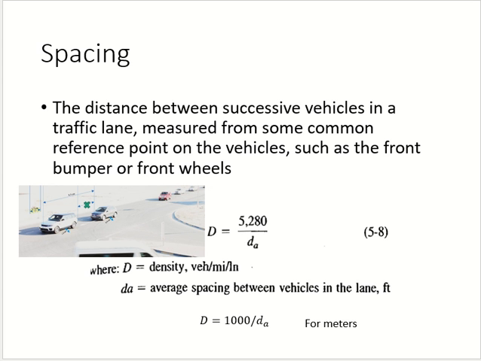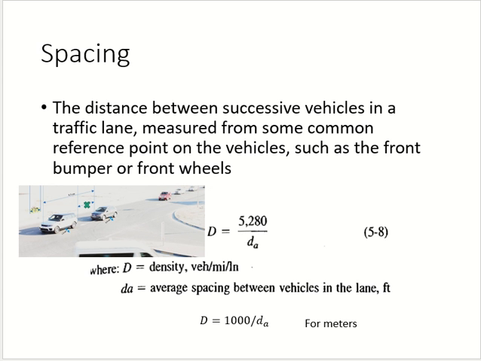Got it? Clear? Okay, so this is length per vehicle. And if I do the inverse, it will be vehicle per unit length, right? And what do we call vehicle per unit length? Density. Okay, so that means average spacing is length per vehicle. If you do the inverse, it will become vehicle per length, which is density.